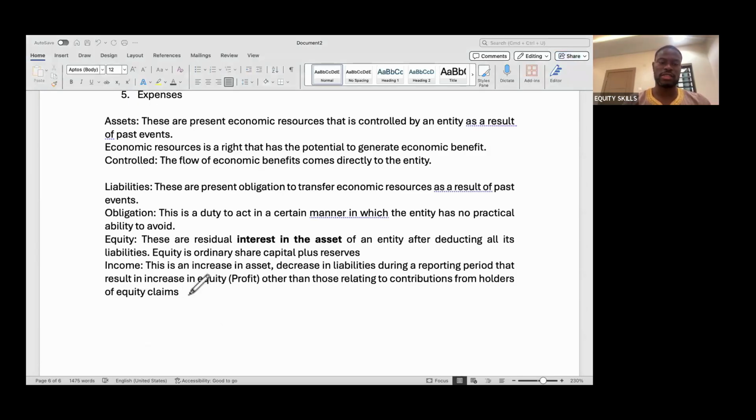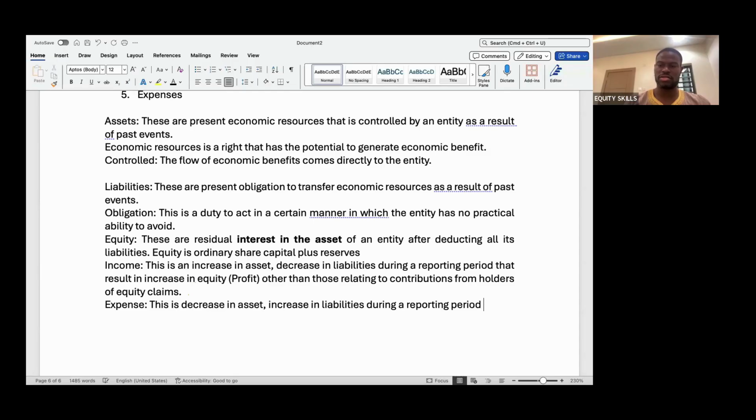And expense. So this is a decrease. It's like the opposite of income. Decrease in assets, increase in liabilities during a reporting period. Okay, that results in a decrease in equity. This decrease in equity is loss.